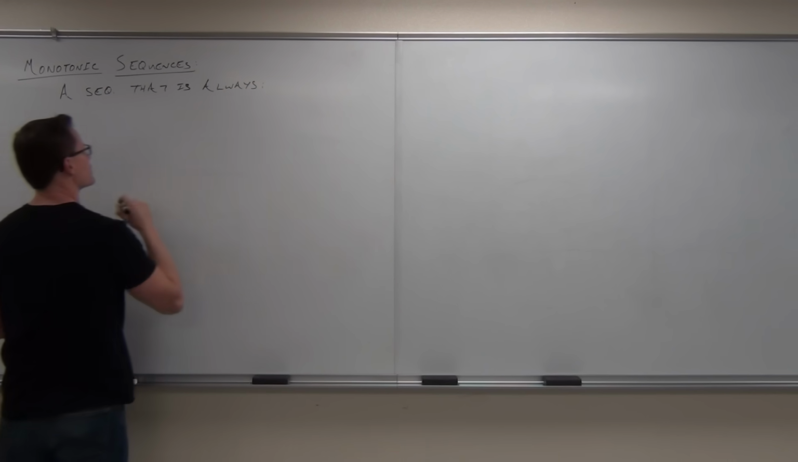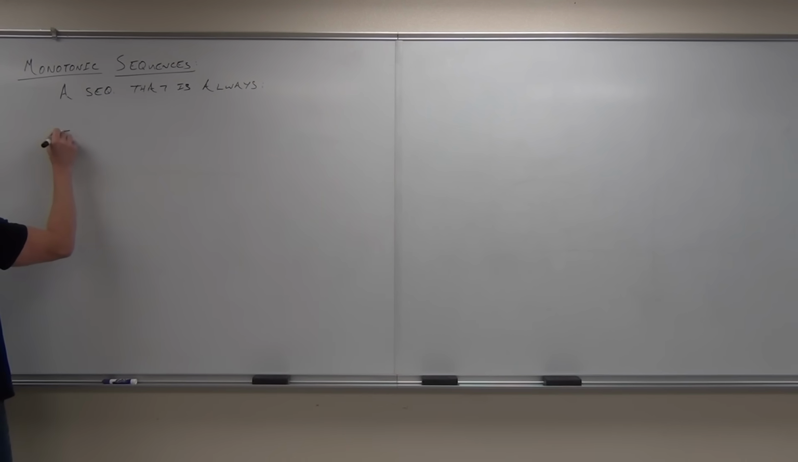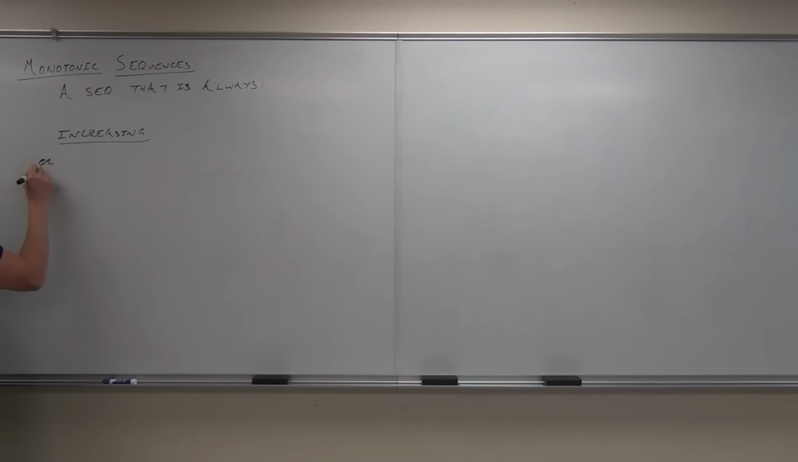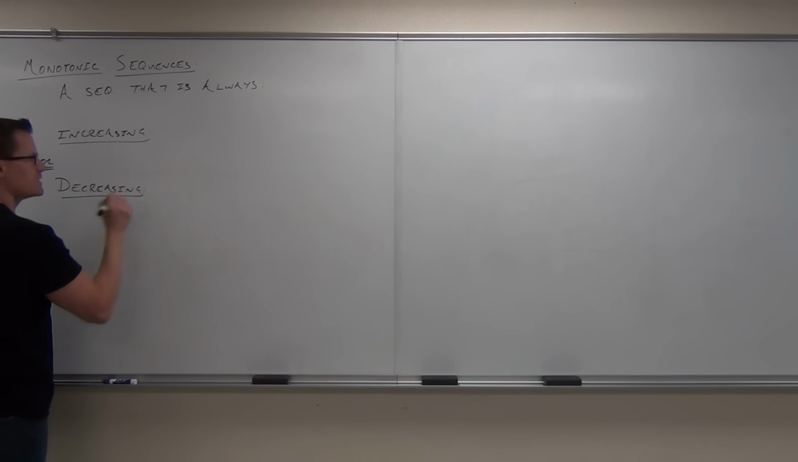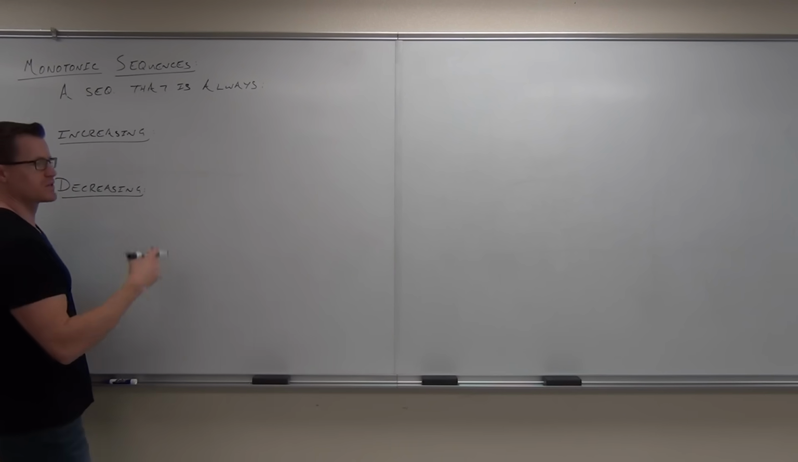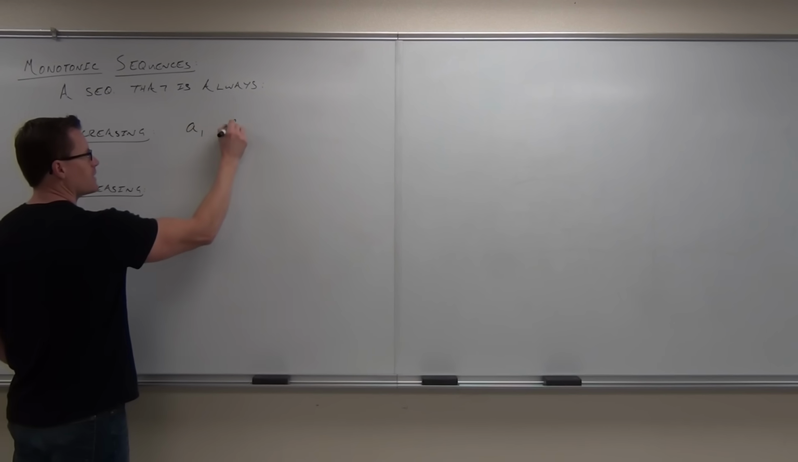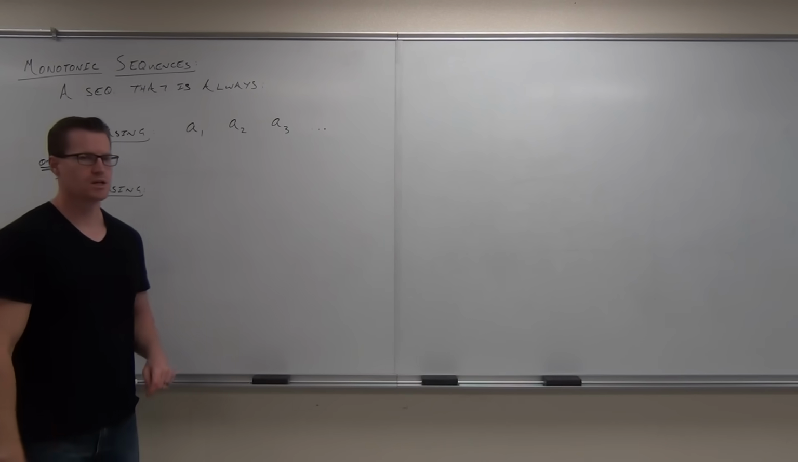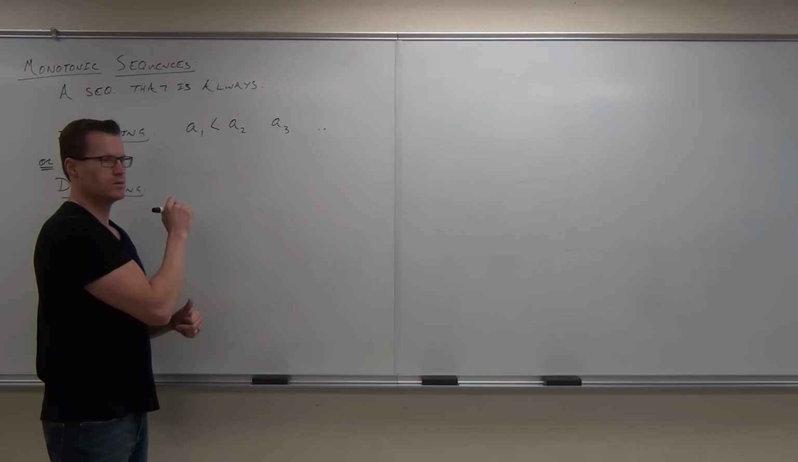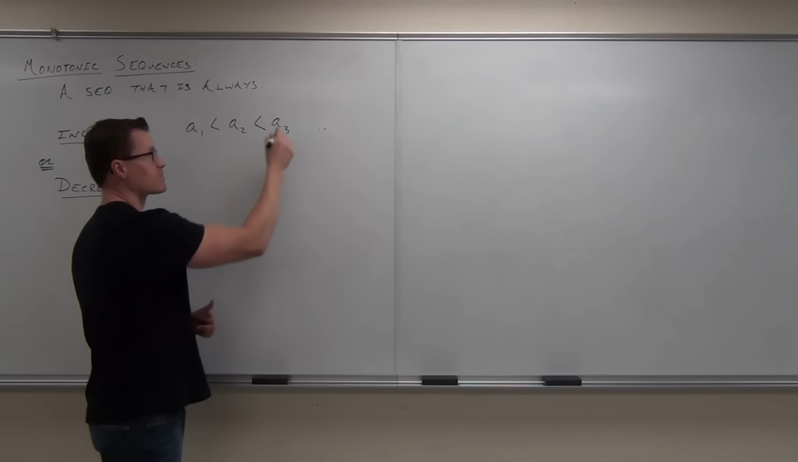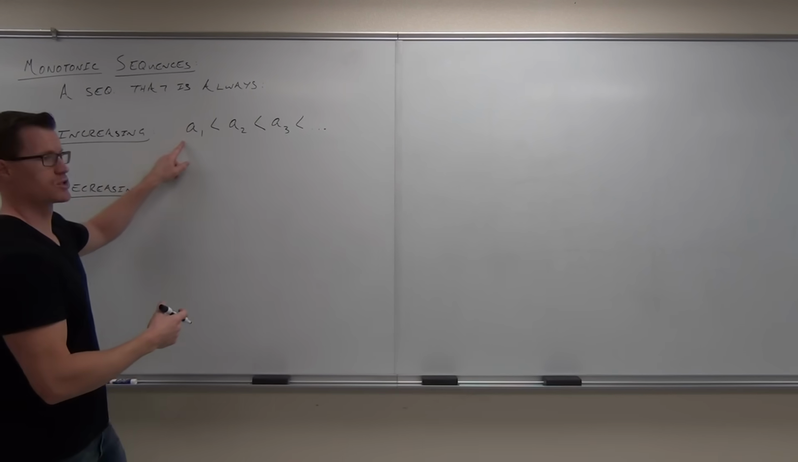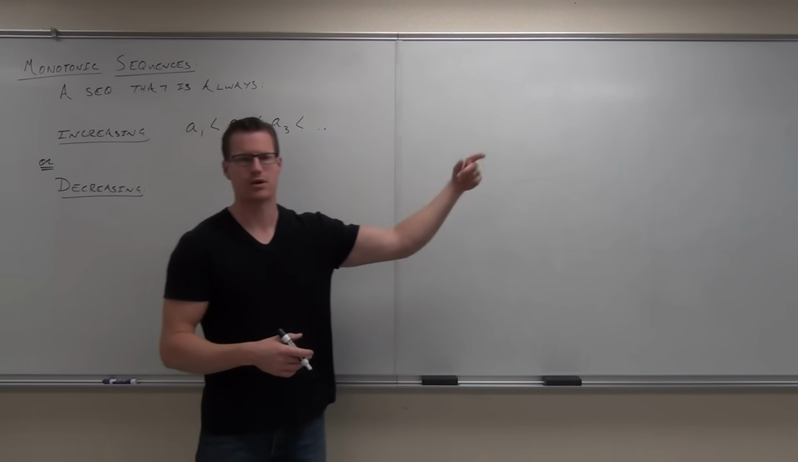A sequence that is always either increasing or is always decreasing. What we mean by always increasing or always decreasing in terms of our sequence is this. If I have a sub 1 and a sub 2 and a sub 3 and so on and so forth, well, if it's always increasing, then a sub 1 has to be less than a sub 2, and a sub 2 has to be less than a sub 3, and a sub 3 has to be less than a sub 4, forever and ever. That would be the idea of increasing. It'd start off and then the terms get bigger and bigger forever and ever. Does that make sense to you?